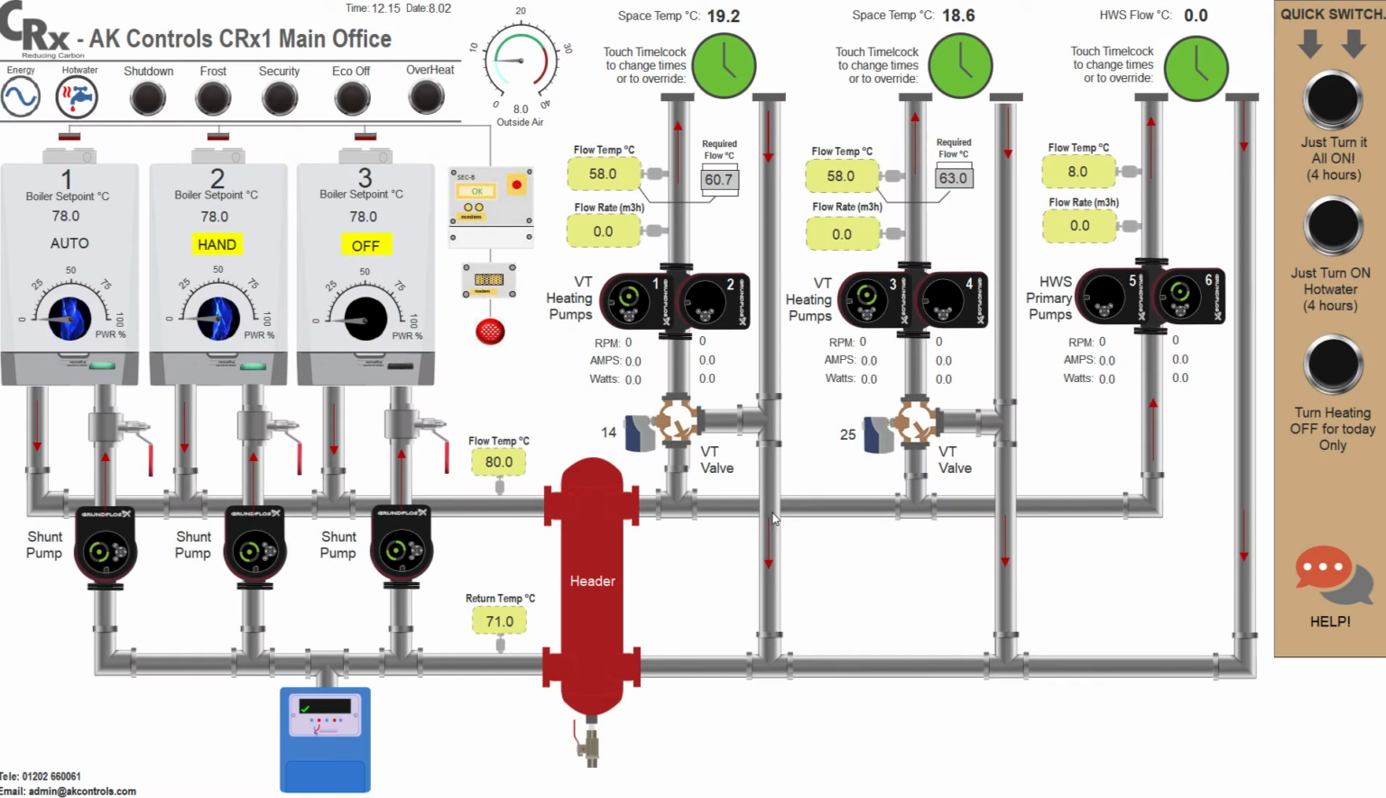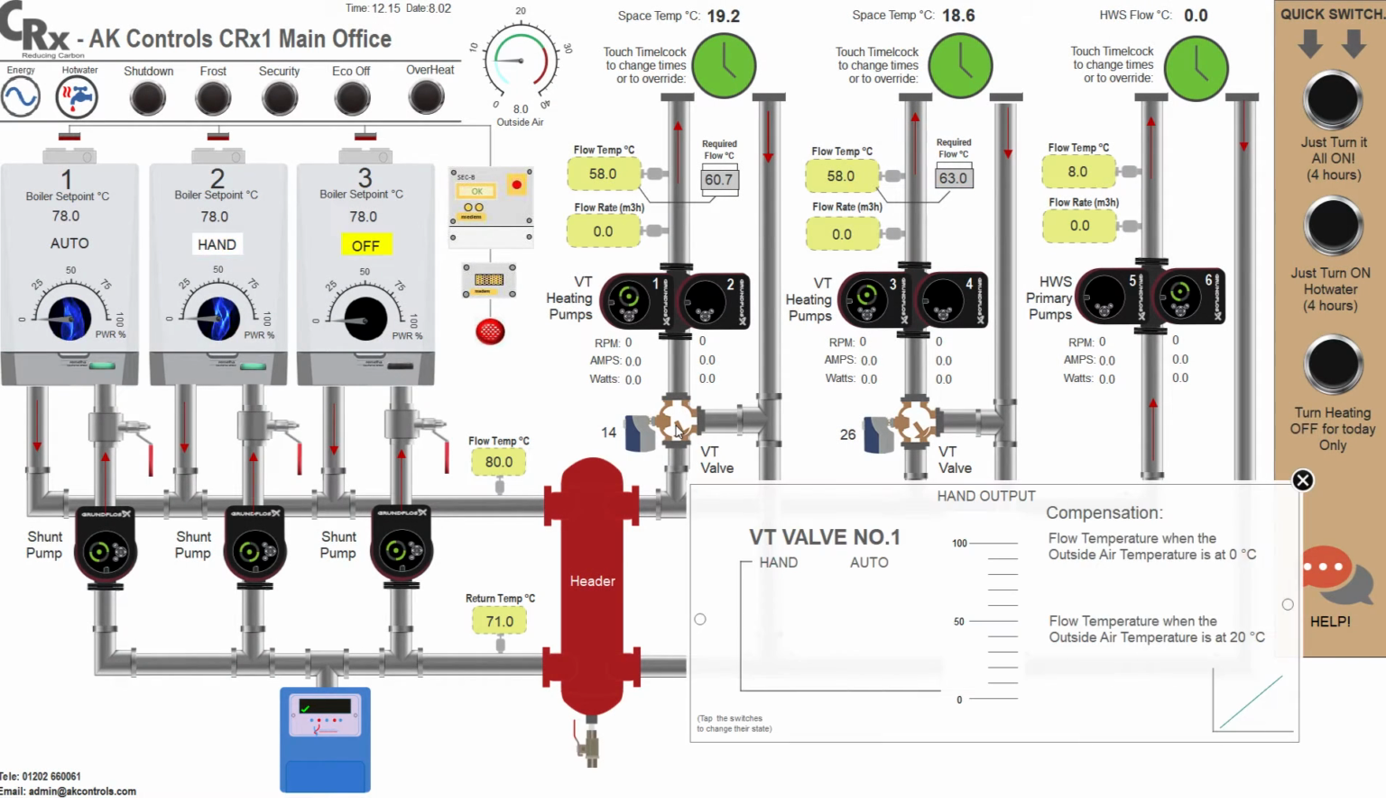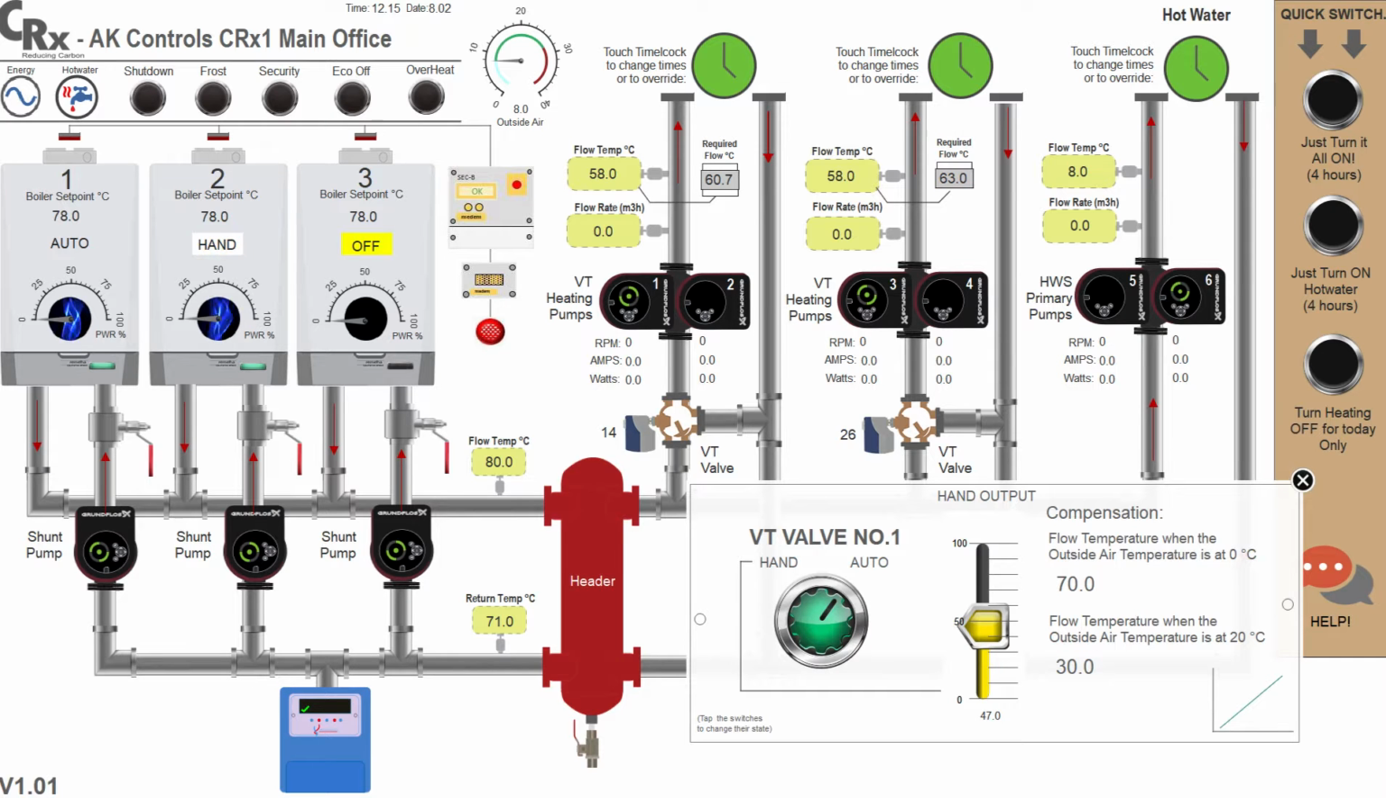Touching variable temperature control valves, or VT valves, display their pop-up label. Here you can select auto or hand control. In auto, the valve will change position to maintain the calculated flow temperature determined by the compensator. In hand, the valve will open or close to the percentage position selected on the yellow slider. As always, if the valve is left in the hand position, an email alert will be sent.